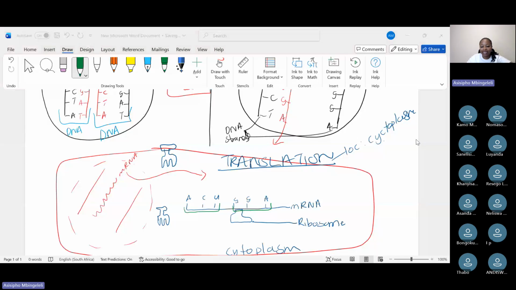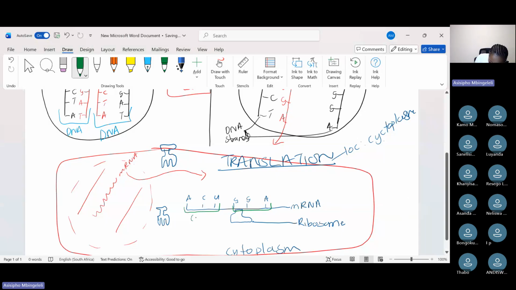What do we call the 3 bases in a messenger RNA strand? Kanyisa, what do we call the 3 bases in a messenger RNA strand? Ma'am, don't you call them codons? Perfect. Thank you. Codons. That is very important.